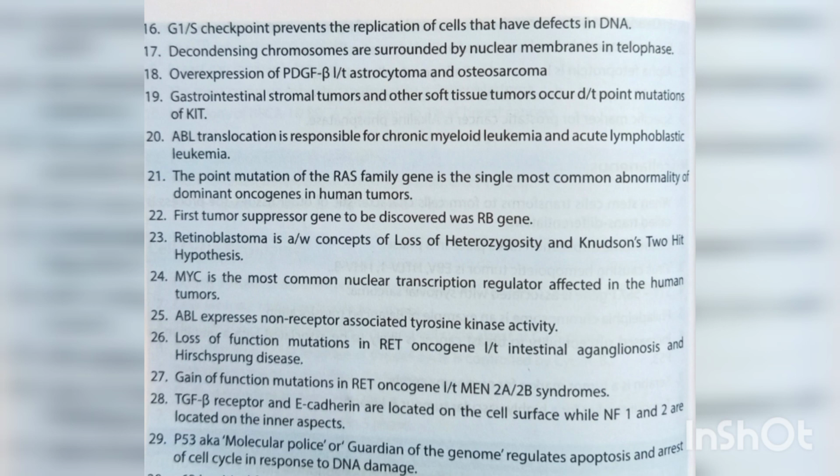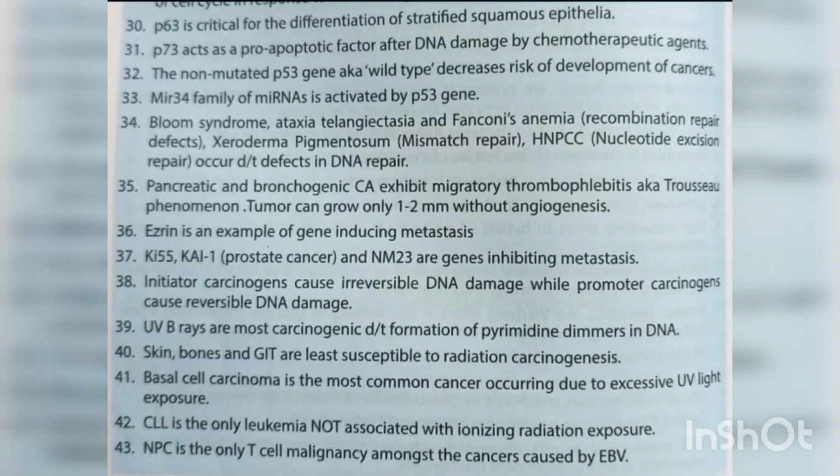TGF beta receptor and E-cadherin are located on the cell surface, while NF1 and 2 are located on the inner aspects. P53, also known as molecular police or guardian of the genome, regulates apoptosis and arrest of the cell cycle in response to DNA damage. P63 is critical for the differentiation of stratified squamous epithelium. P73 acts as a pro-apoptotic factor after DNA damage by chemotherapeutic agents.